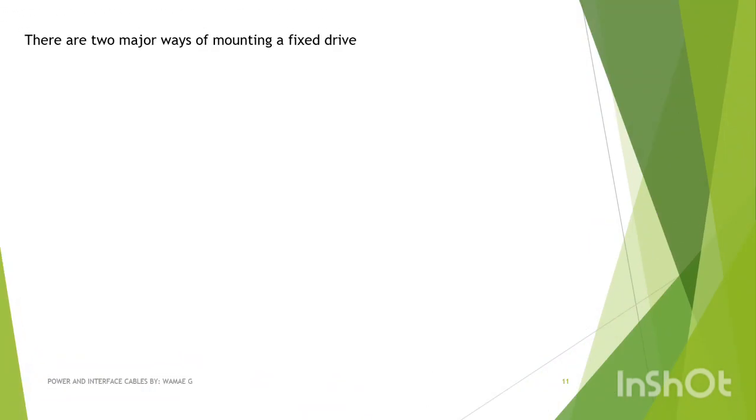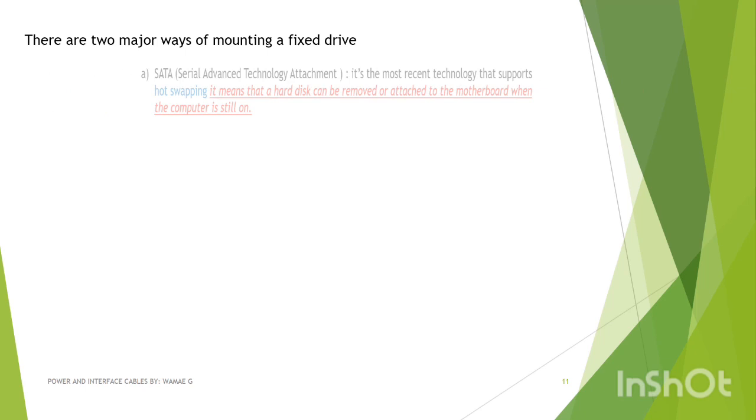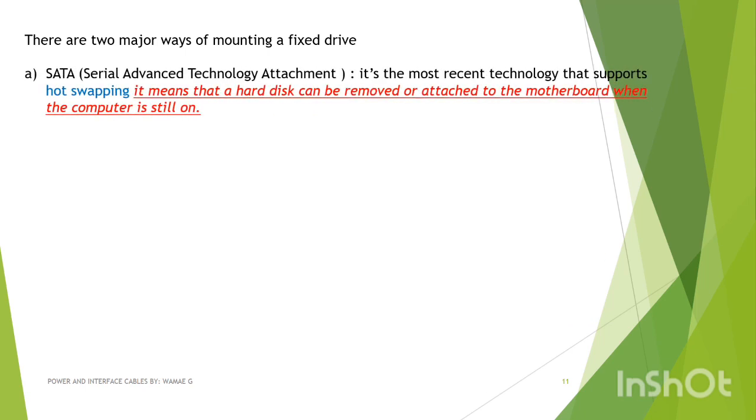So there are two major ways of mounting a fixed drive. The first one is called SATA. SATA simply stands for Serial Advanced Technology Attachment. It's the most recent technology that supports hot swapping.